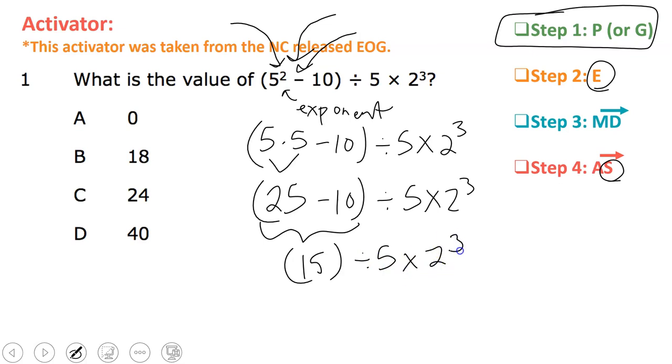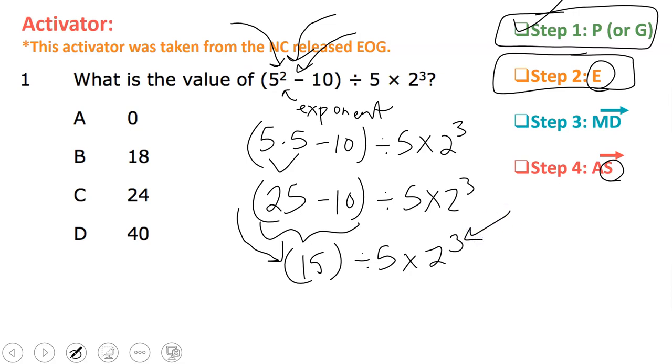I know that the parentheses is fully simplified when there's only one number inside the parentheses. So since I see a 15, that means that the parentheses is fully simplified. So I'm finished with step 1, so I can move on to step 2. And step 2 is exponents. So now I'm looking outside of the parentheses. Do you see any exponents?